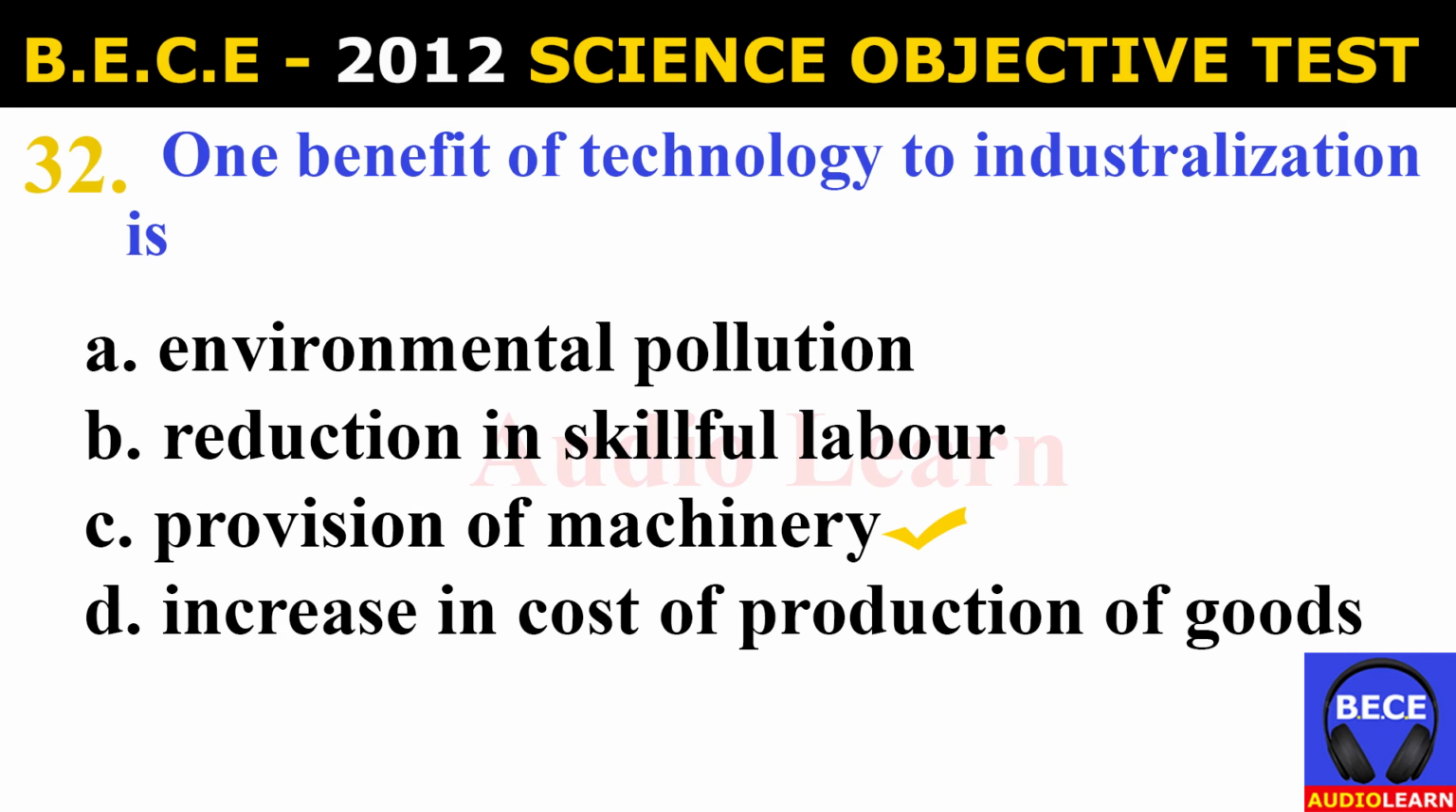Number 32. One benefit of technology to industrialization is A. environmental pollution. B. Reduction in skillful labor. C. Provision of machinery. D. Increase in cost of production of goods. And the answer is C. Provision of machinery. One benefit of technology to industrialization is provision of machinery.